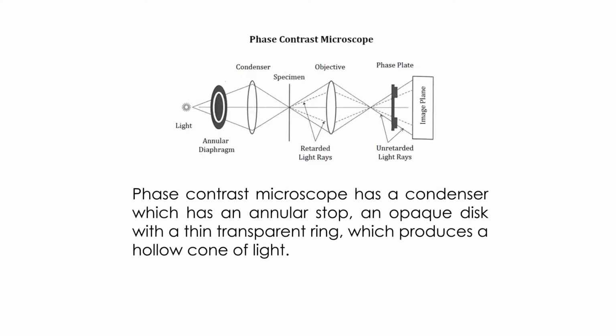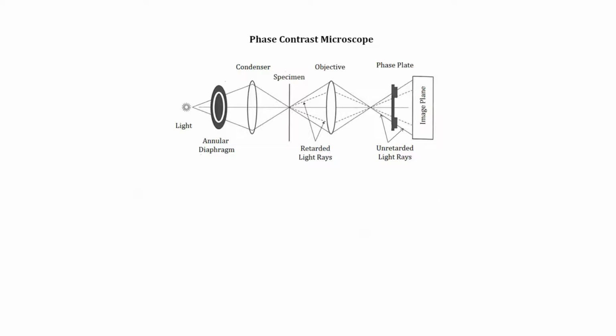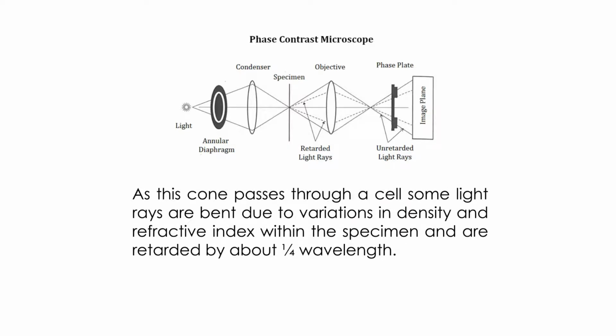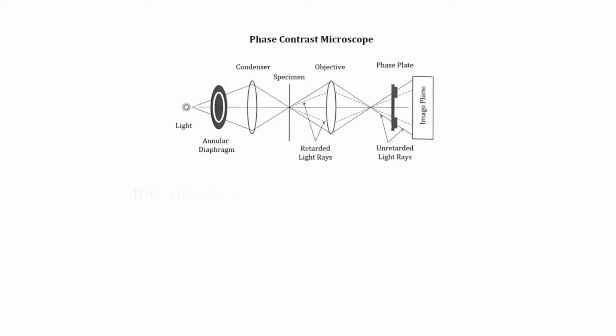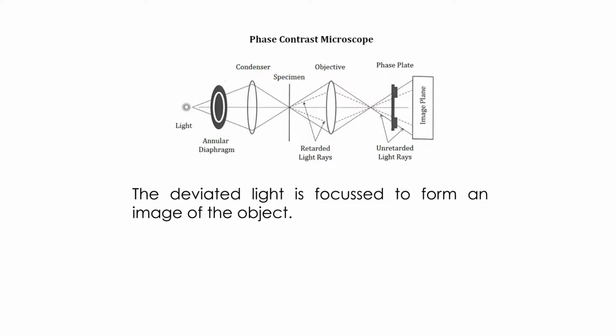This phase contrast microscope has a condenser which has an annular stop, an opaque disc with a thin transparent ring which produces a hollow cone of light. As this cone passes through a cell, some light rays are bent due to variation in density and the refractive index within the specimen, and these are retarded by about 1/4 of its wavelength. The deviated light is then focused to form an image of the object.